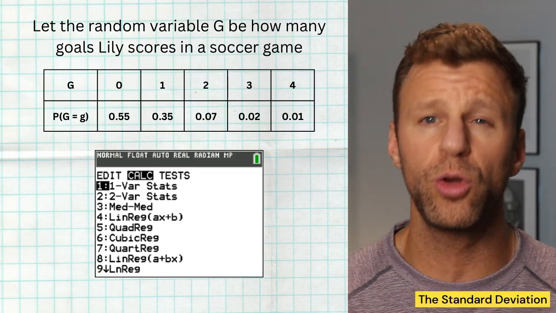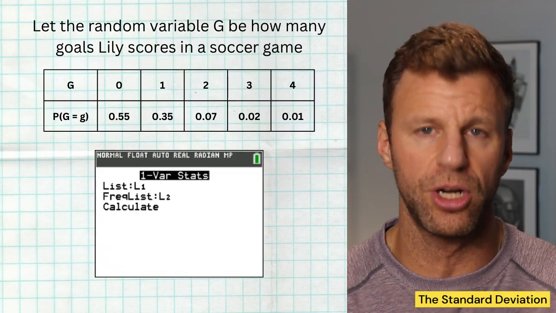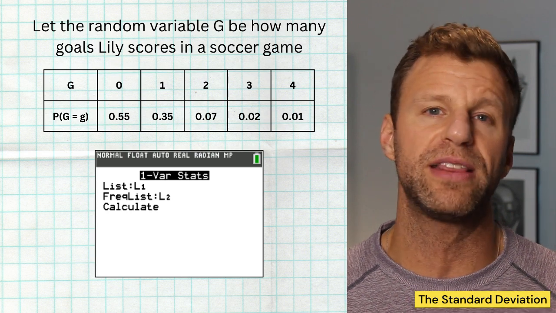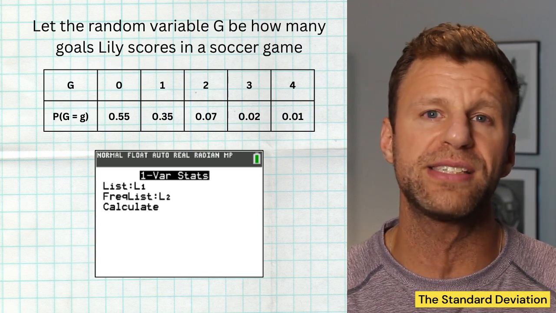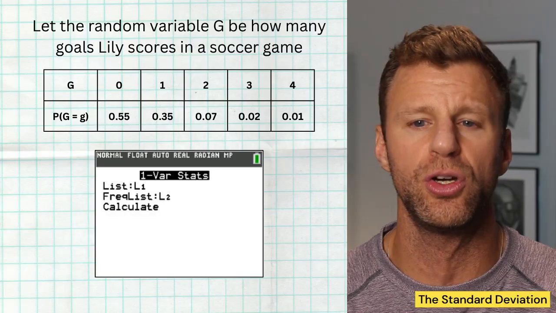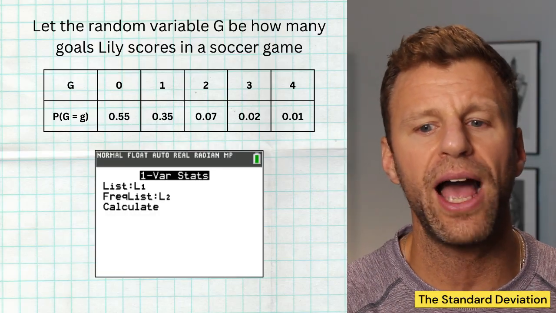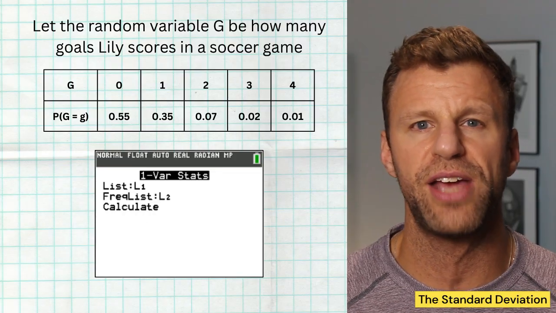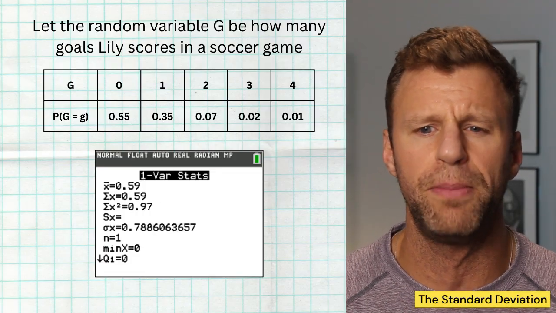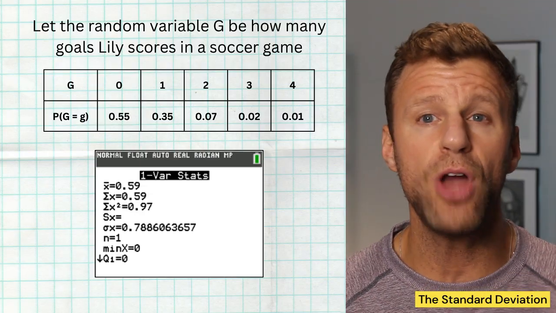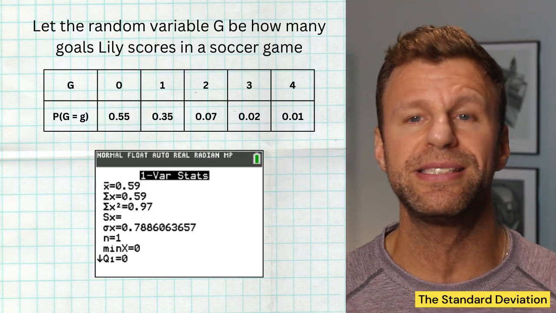Now, here's something that's really important. Where it says lists, we're going to put L1. That's where our outcomes were. But now we need to incorporate the frequencies, or the probabilities of those outcomes, which is list 2. So where it says frequency list, you need to hit L2. Then hit calculate, and you will get the standard deviation, sigma, right there kind of in the middle. In this case, 0.789.